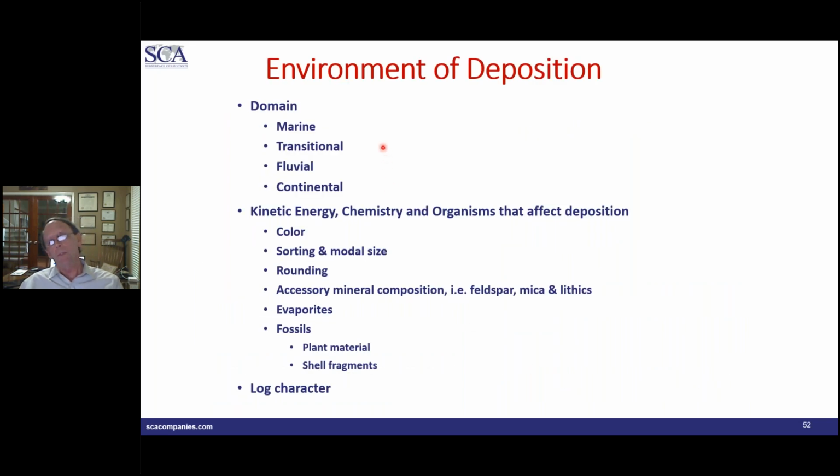Once we've done all this, we can talk about the environment of deposition. You can describe if it's a marine environment, it's a fluvial environment. That's part of your description. You can then begin to understand the energy or the chemistry and the organisms that are affecting the deposition. And this information then can be transferred to log character. So you can then identify the log characters in terms of facies and use that for regional facies mapping.